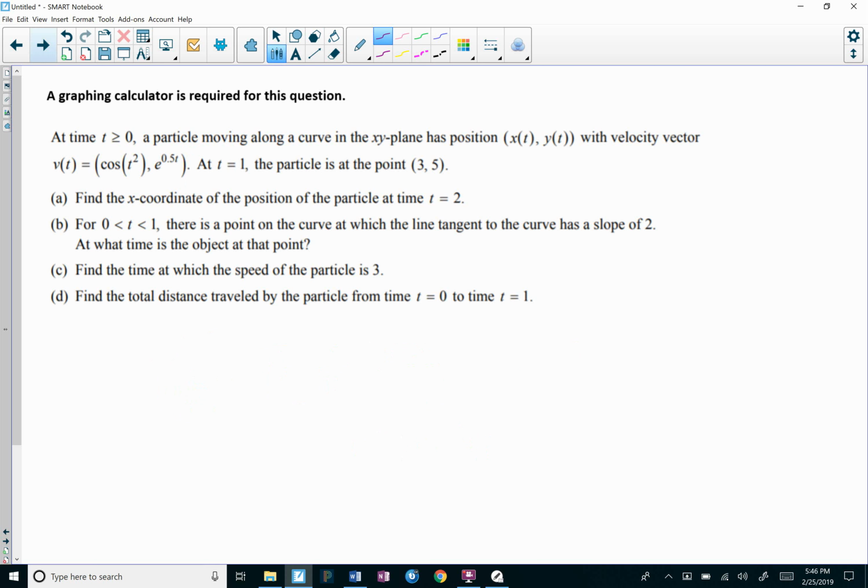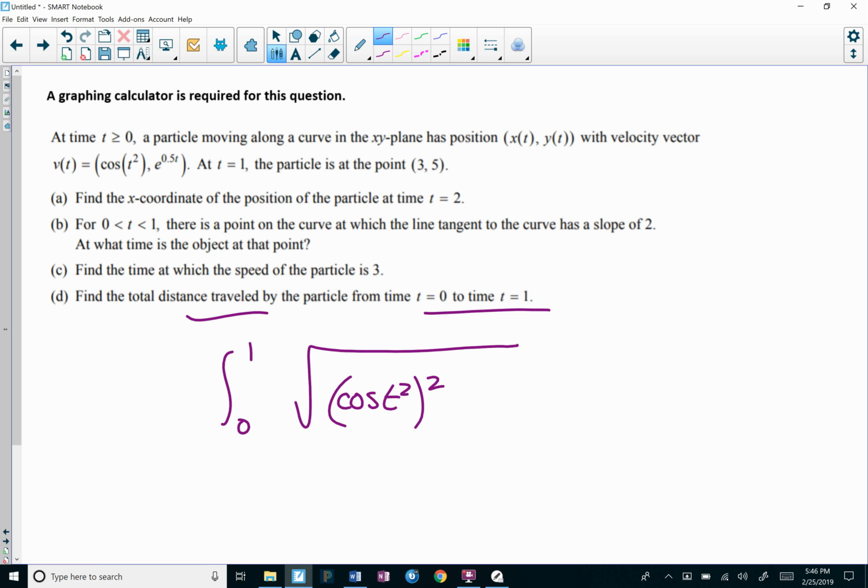Okay. Find the total distance traveled. It should be give me points straight off our syntax cards. We're on time interval 0 to 1. Square root of my velocity pieces squared plus e to the 0.5t squared dt. Use your calculator, get approximately 1.595. 2 points, 1 for the integral, 1 for the answer.